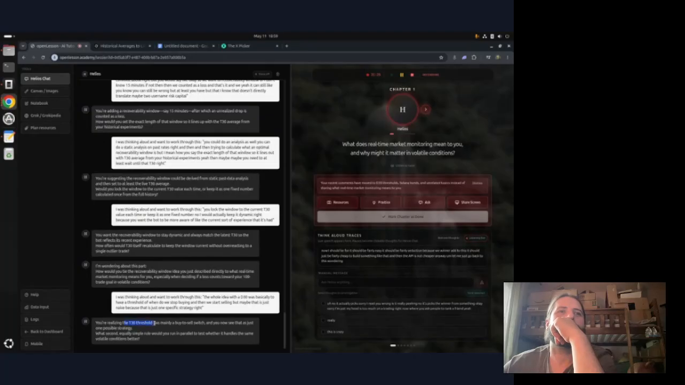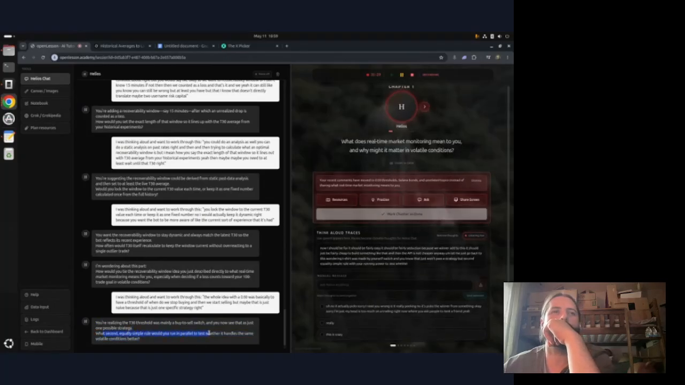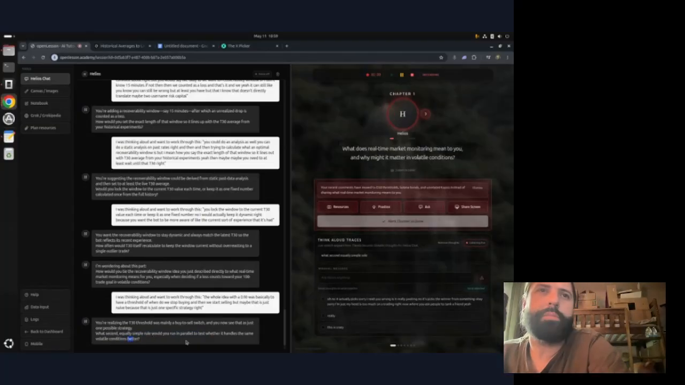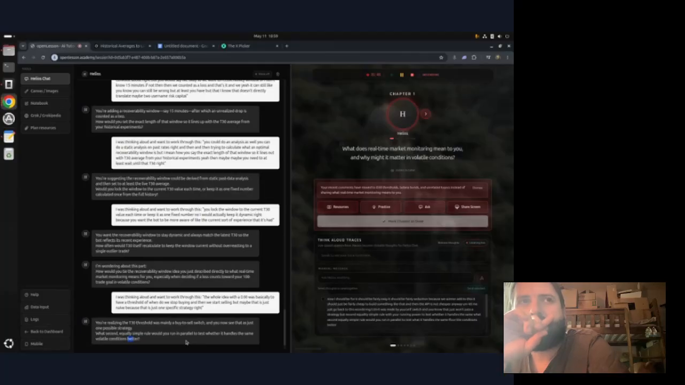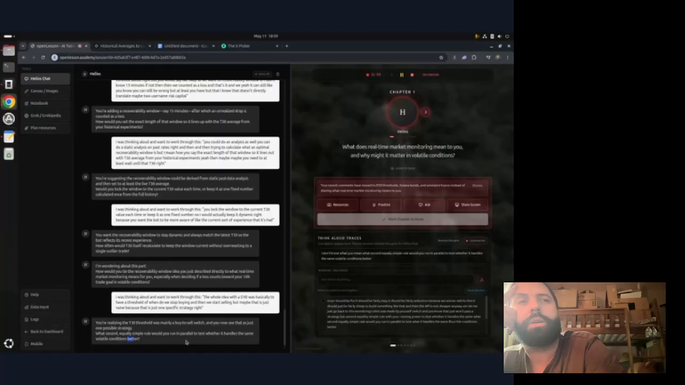Wondering, the T30 threshold is mainly a buy or sell switch, and that's just one positive strategy. What second equally simple rule would you run in parallel to test whether it handles the same volatile conditions better? I don't know what you mean.